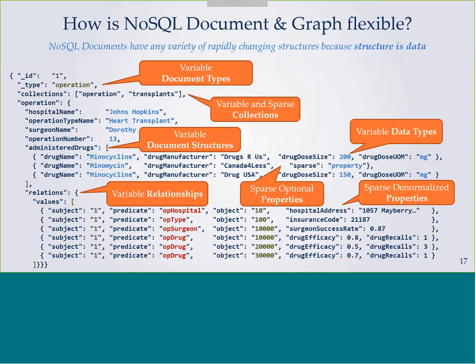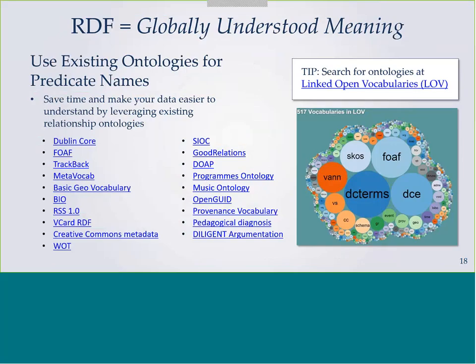This operation hospital is a foreign key to the hospital document, and I'm pulling hospital data into this operation only for denormalization purposes. I might do that in relational too. That's a performance optimization or a search optimization, completely optional. When you do, everything in the document graph model has to be using precise ontologies with precise meanings.